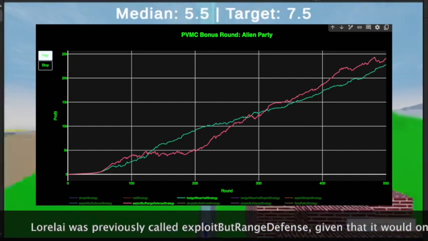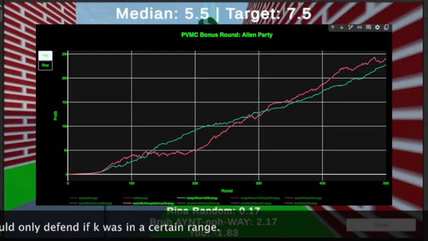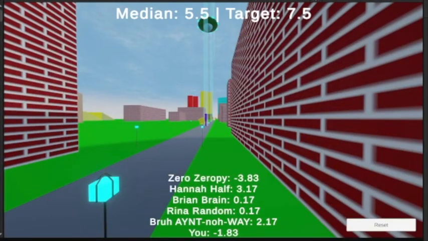At this point in testing, hedge if near half, In No Way and Lorelei were generally the two strongest strategies we had found, with Lorelei often barely squeaking ahead. But then we started thinking about something bigger.